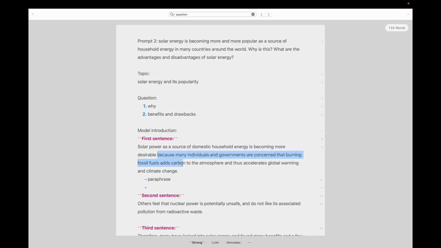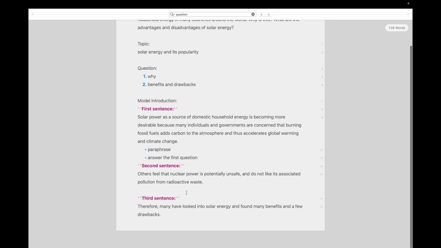And the second part of the sentence briefly answers the first question, why. Why is the popularity increasing? It's because there are many drawbacks of fossil fuels. Let's read the second sentence. Others feel that nuclear power is potentially unsafe and do not like its associated pollution from radioactive waste. So this second sentence serves only one purpose, that is, it also answers the first question. So I'm just going to copy and paste here.